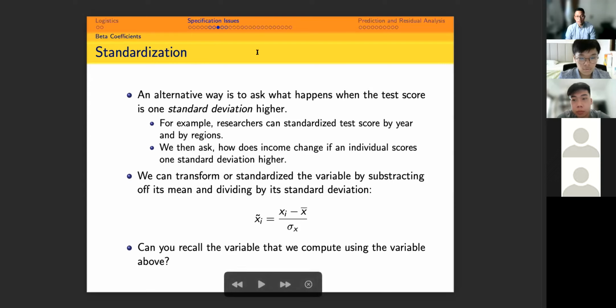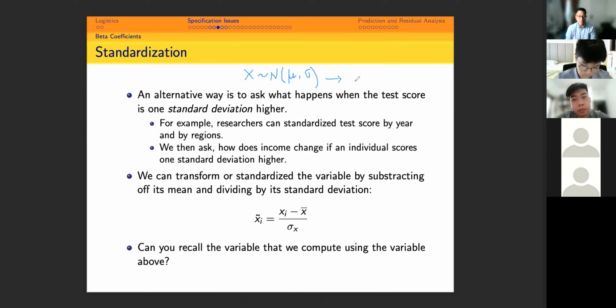So if you recall from your statistics class, suppose that you have a random variable x, and x is normally distributed with a mean of mu and standard deviation sigma. You can actually do a z transformation. A z transformation is a transformation such that you subtract the mean mu from the random variable and then divide it by the standard deviation. Then the z variable is going to be normally distributed with a mean of 0 and a standard deviation of 1. So this is called standardization.